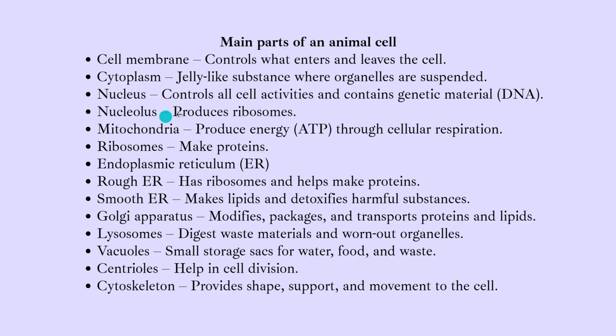Now we talked about the ribosome. Who produces the ribosome? The nucleolus. And what is the function of the ribosome? The ribosomes make protein, and proteins are important for the body to function. Then we have the endoplasmic reticulum. There are two types, the rough endoplasmic reticulum and the smooth endoplasmic reticulum.